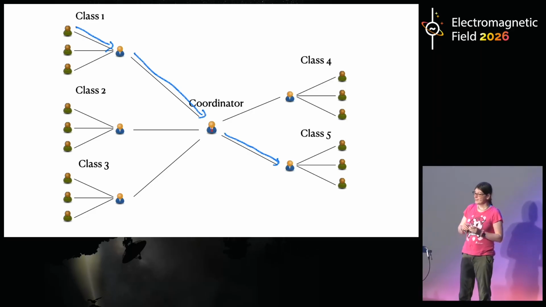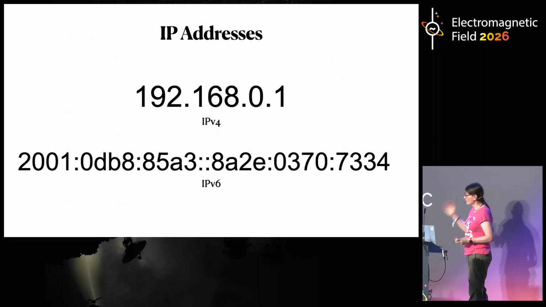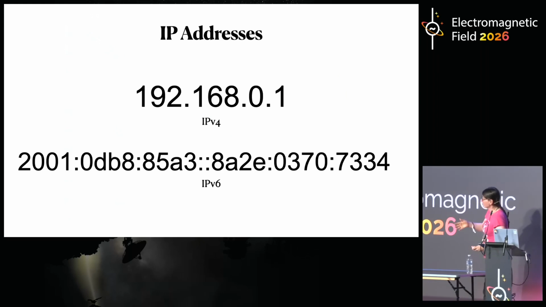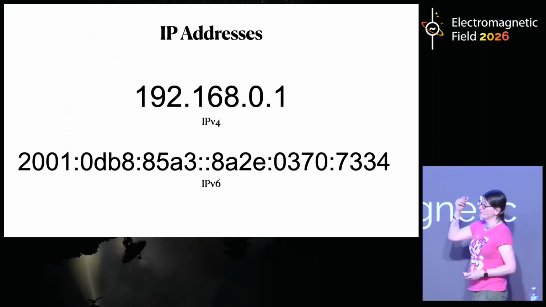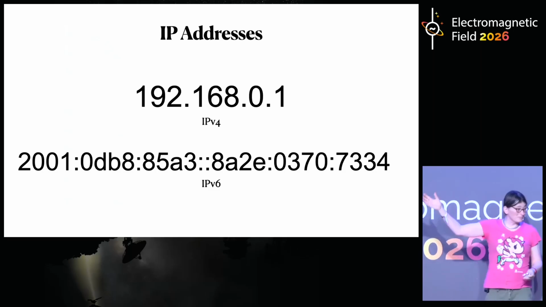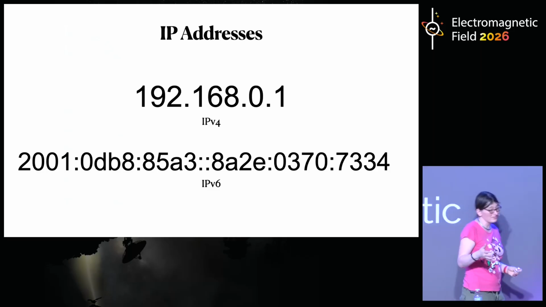The final tool that you use for this is IP addresses. You probably have seen those before. Nowadays, there are two different versions of IP addresses. IP stands for Internet Protocol. There's Internet Protocol version 4, which is the top, and Internet Protocol version 6, which is the bottom, and both of them are used simultaneously.